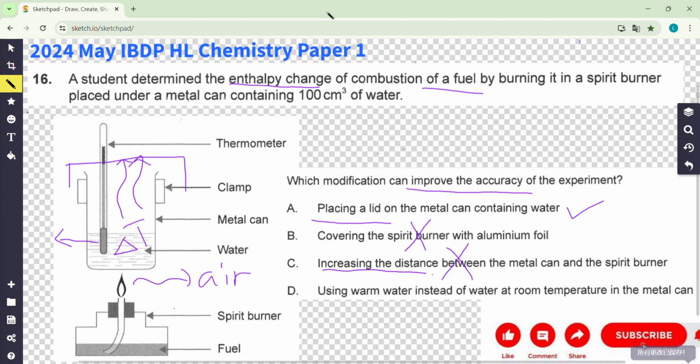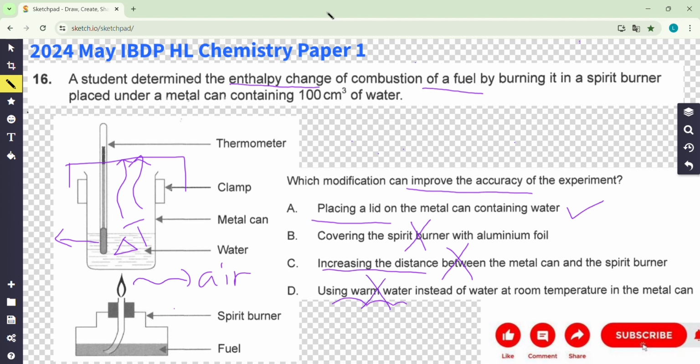Using warm water instead of water at room temperature. But if you use warm water, the water will lose more heat to the surroundings, right? So it will be worse, right? So no, don't do so. So the answer is A.